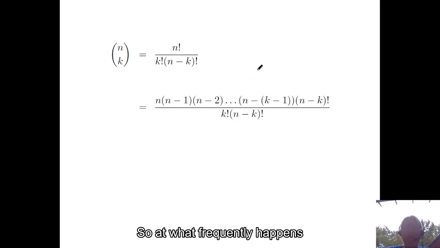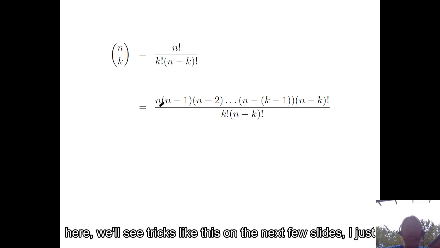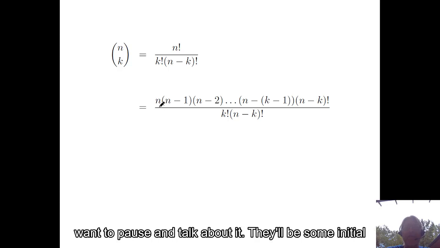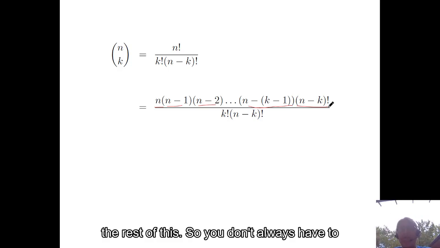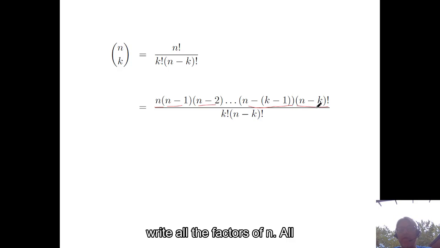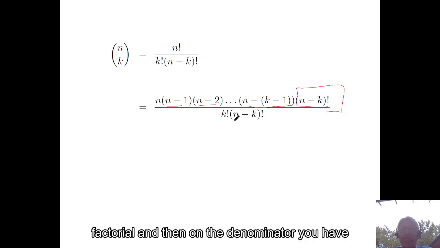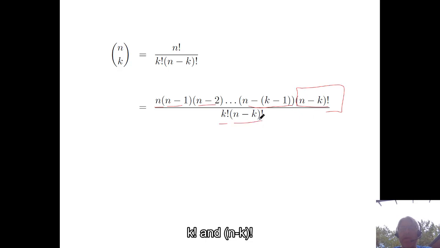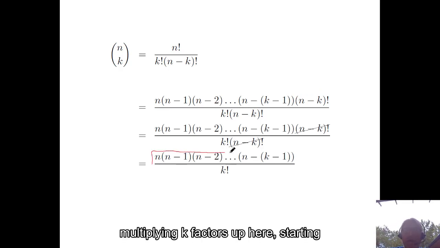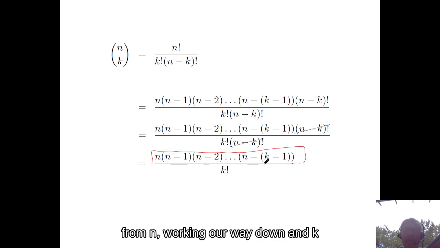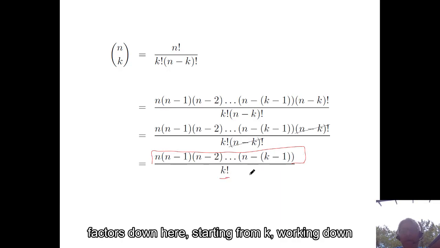So what frequently happens is if we expand what's going on here, we'll see tricks like this in the next few slides, so I just want to pause and talk about it. There'll be some initial terms, n times n minus 1 times n minus 2, etc., down to n minus k plus 1. And then n minus k factorial is the rest of this. So you don't always have to write all the terms of n all the way down to 1. You can substitute with another factorial. And then on the denominator, you have k factorial and n minus k factorial. So these will be able to cross out. So frequently, the efficient way to calculate that is going to be just multiplying k factors up here, starting from n, working our way down, and k factors down here, starting from k, working down to 1.